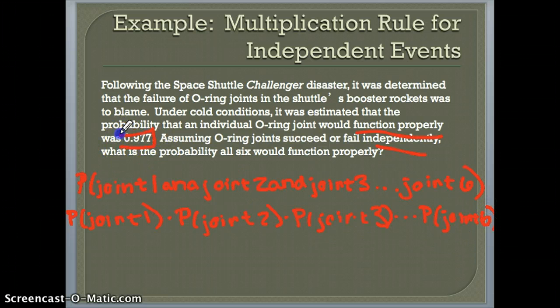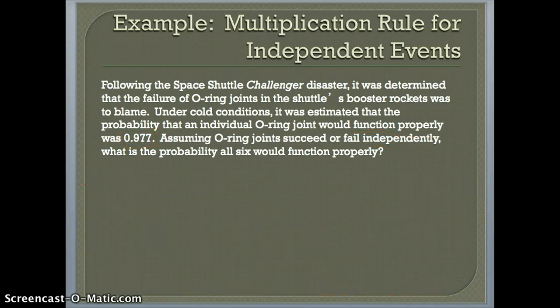Now they're 0.977, so I'm going to do 0.977 times 0.977 times 0.977. But probably much easier would be 0.977 to the 6th power. Give me a second, which would be about 0.87, or 87%.